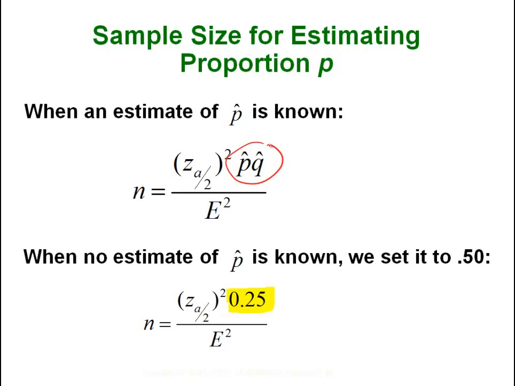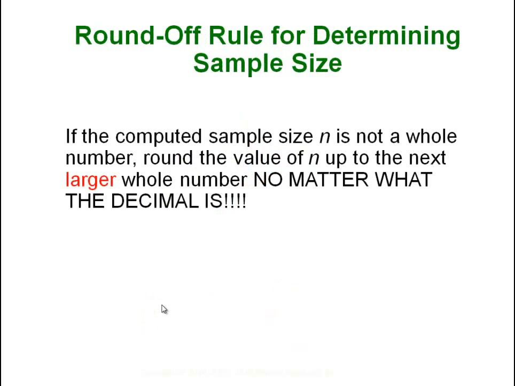If P is anything bigger than 0.5 or smaller than 0.5, the product of P and Q ends up being smaller than 0.25, and by making this number the biggest, because it's on top of the fraction, it ends up making this number, the sample size, the biggest it can be. And so you're kind of hedging your bets. You're saying that no matter what p hat ends up being, if I set it to be 0.5, my sample size is going to be large enough to keep my margin of error within whatever range I want it to be. If the sample size is not a whole number, you always round up no matter what the decimal is. So even if it comes out to be 83.1, you would round up to 84.